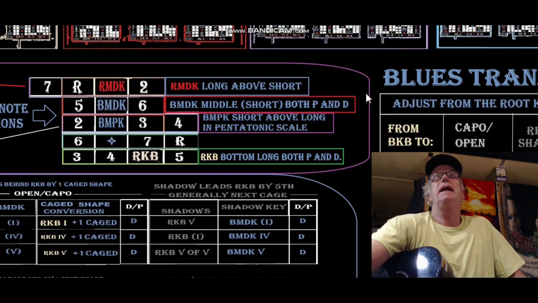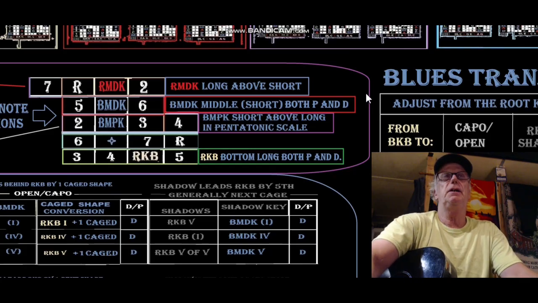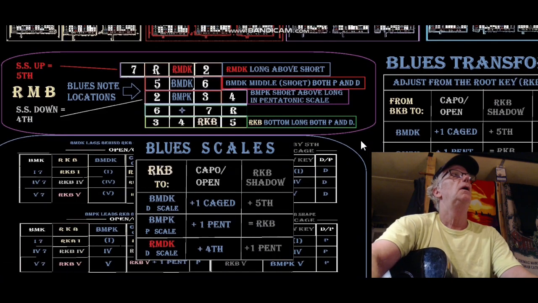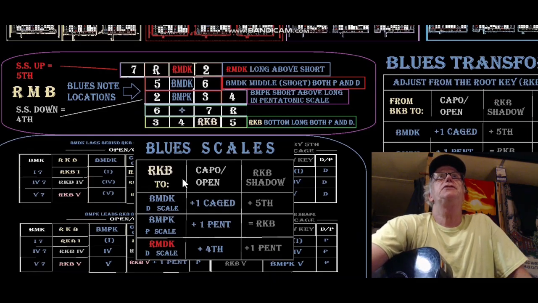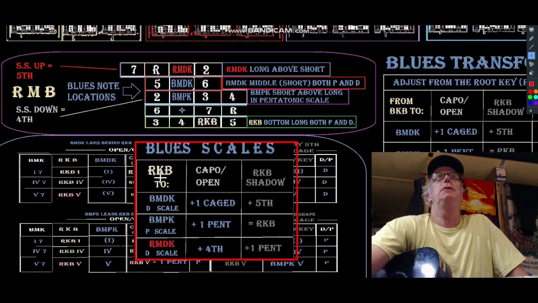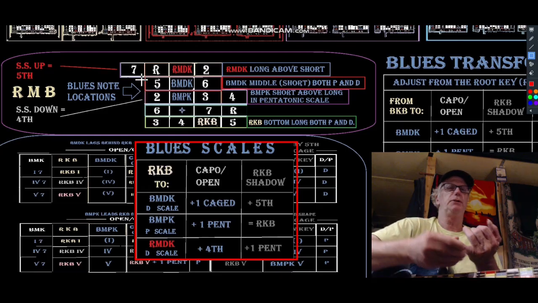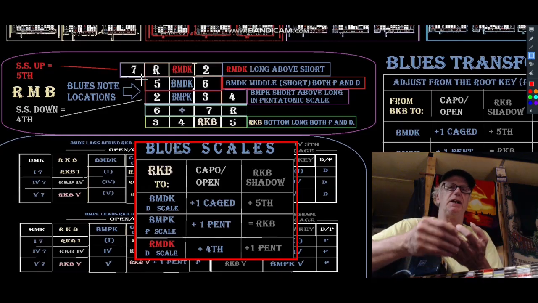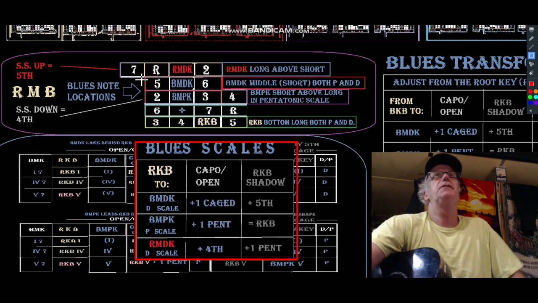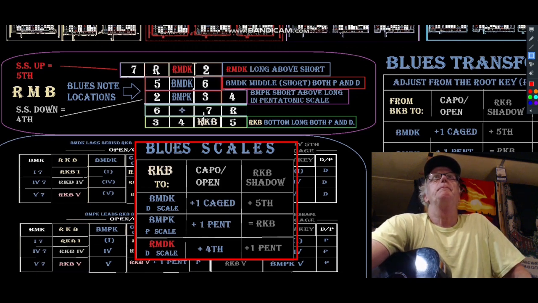So let's look again. Let's get our little key sheet here. Okay, so I've put the key sheet right here. What we're looking at, the blues scales here. And we're looking up here. Now, root master blues is the whole thing. The root key, the blues, the mixed key, the diatonic key, and the pentatonic key. All three of them. So this is root master blues. Okay, remember, string shape up for the fifth, string shape down for the fourth.